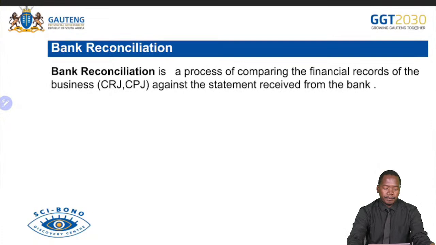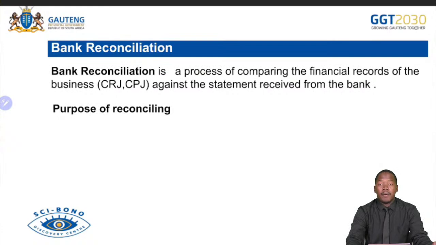Our next slide. Now, we are explaining what we mean by bank reconciliation. This is a process of comparing the financial records of the business, that is our cash receipt journal and our cash payment journal, against the statement received from the bank. Now, why do we need to reconcile? This is a question that you may find on your final exam. Why do we do bank reconciliation? Why do we do creditors reconciliation? Why do we do debtors reconciliation?